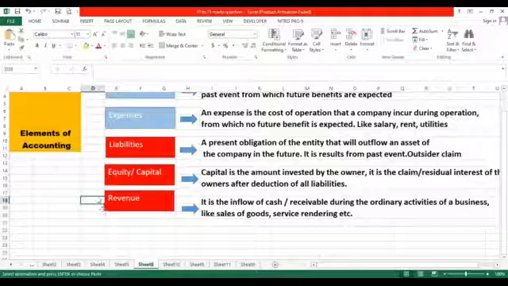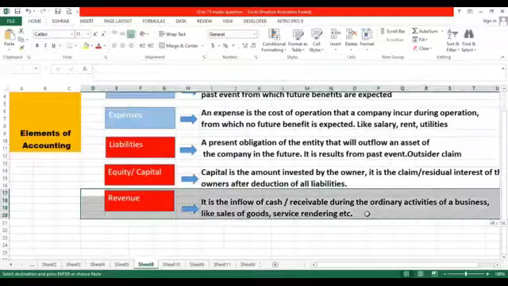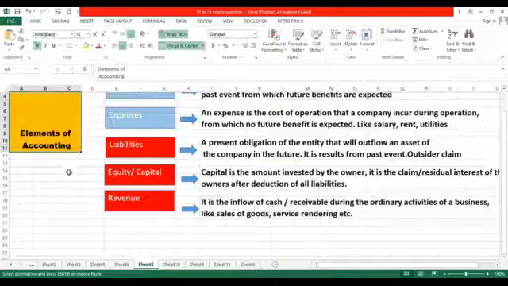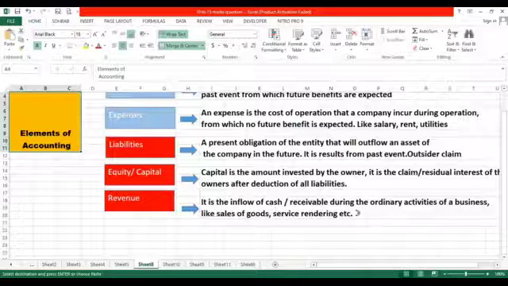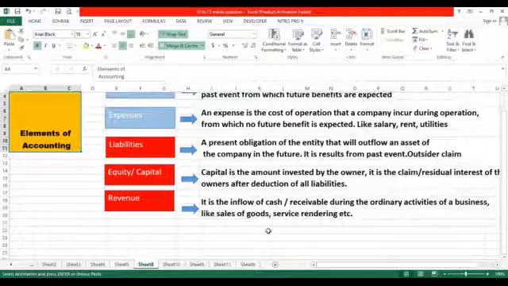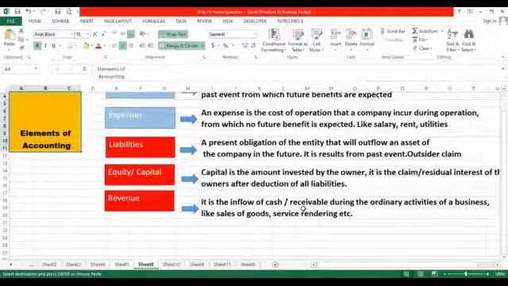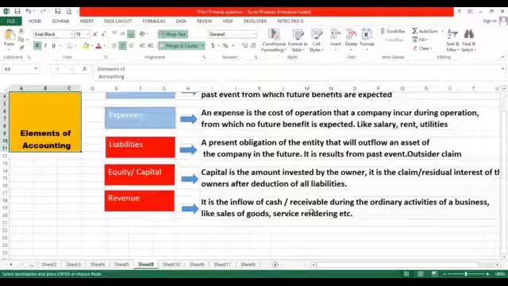Let's discuss the fifth element of accounting, which is revenue. What is revenue? Revenue is the inflow of cash or receivables during the ordinary course of a business. When we make a sale to our customers or provide services to them, that generates revenue. They can pay us at the same time, but they may promise to pay in the future. The amount which we receive in the future is called receivable.